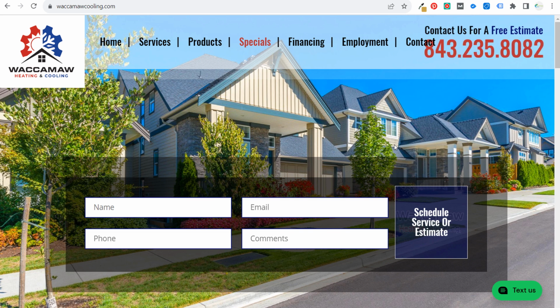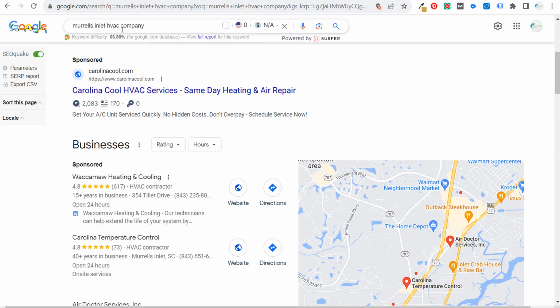And what they should be doing is making sure that they're tracking each of these different ways so that they can tie back that conversion to my search when I search Murrells Inlet HVAC company. Now, either way, they're going to be targeting this keyword. So it's not that important to know which keyword drove this, but in terms of tracking your overall results for a Google Ads campaign, you want to make sure you have that conversion tracking set up properly.